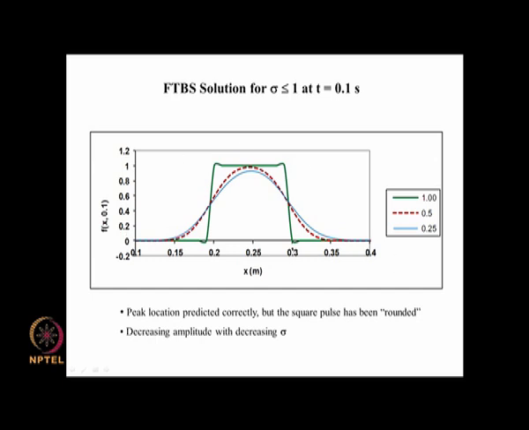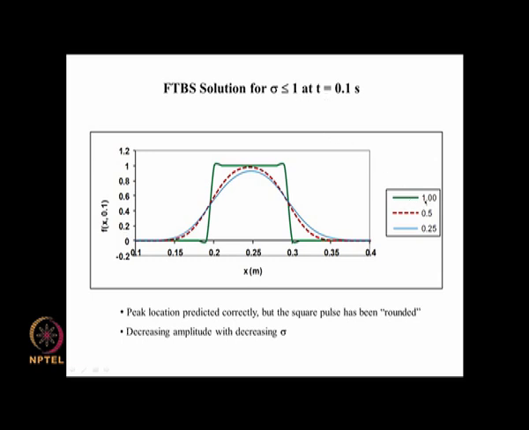So this is the solution that we are getting from FTBS at a time of 0.1 seconds, and we have 3 different solutions here for 3 different Courant numbers. The Courant number is A delta t by delta x, where A is fixed as 1 meter per second and delta x is fixed as 0.01 meters. So delta t is given by the Courant number.